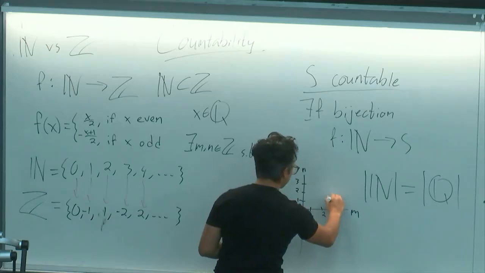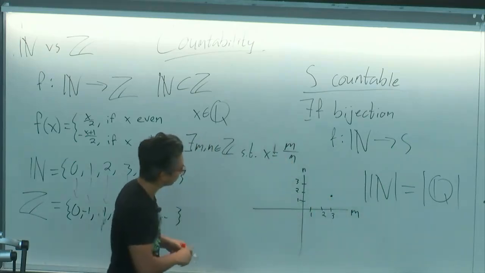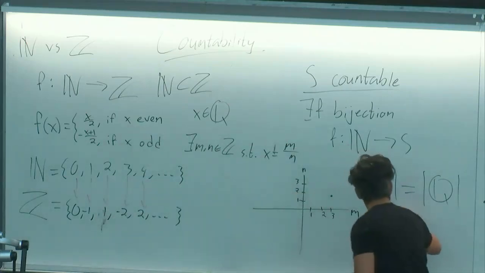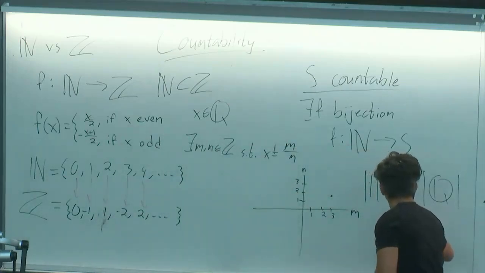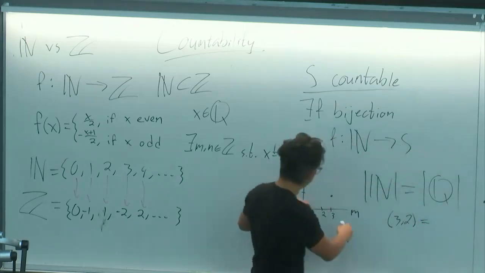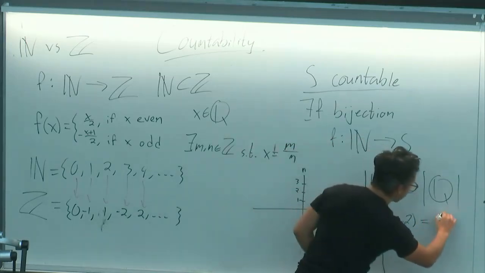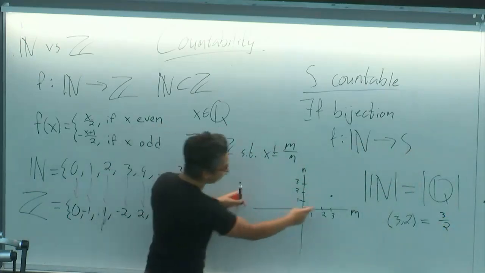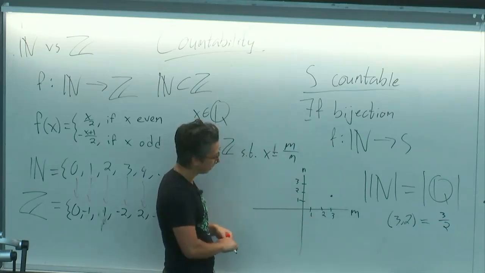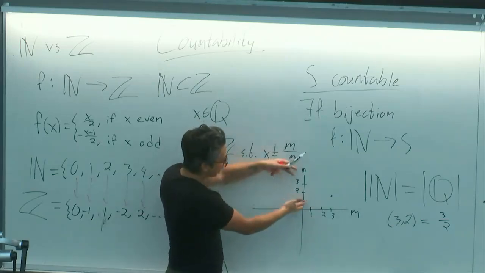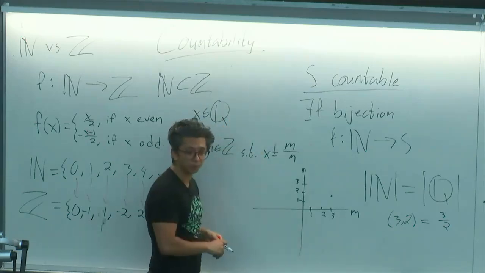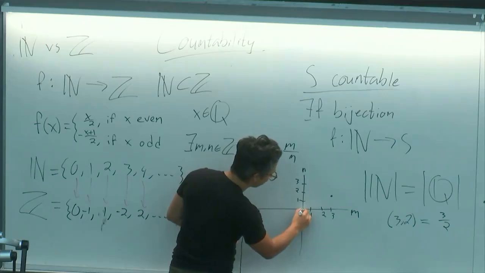If I look at the coordinate 2, 3, what does that correspond to? That is the coordinate 3, 2. If that's my m and that's my n, what I'm saying that means is that that's 3 halves. Right? 3, 2 represents 3 halves. And how can we take this two-dimensional grid and make it countable? And there's really not time to show it, but you can make a spiral.